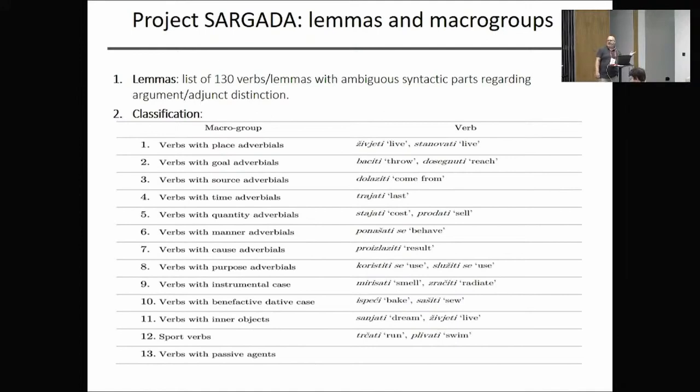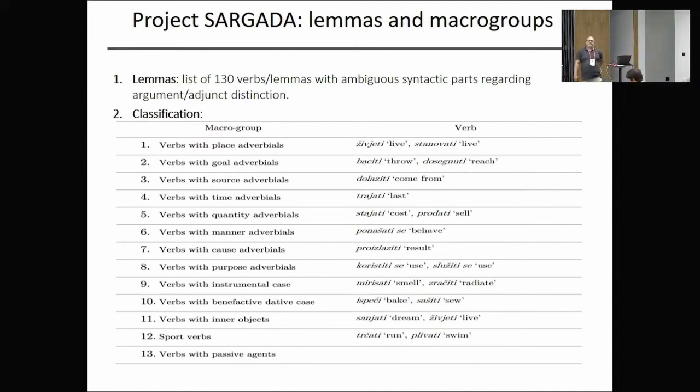The part of the project that looked most like lexicography methodology was, of course, choosing the lemma, so choosing the material for the repository, and we extracted a list of 130 verbs or lemmas which select those ambiguous parts regarding this argument adjunct distinction from various sources, various grammars, various research for Croatian, also for Serbian, Slovenian, Bosnian, and this all South Slavic group of languages.